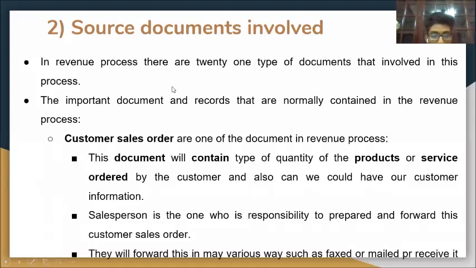The salesperson is the one who is responsible to prepare and forward this customer sales order. They will forward this in various ways, such as fax or mail.